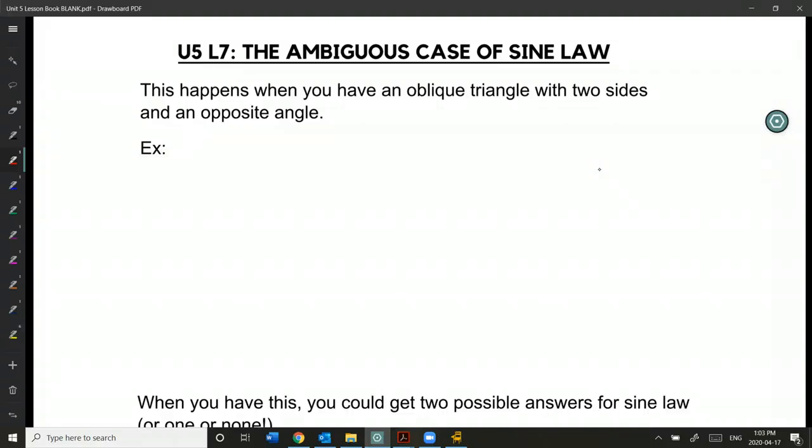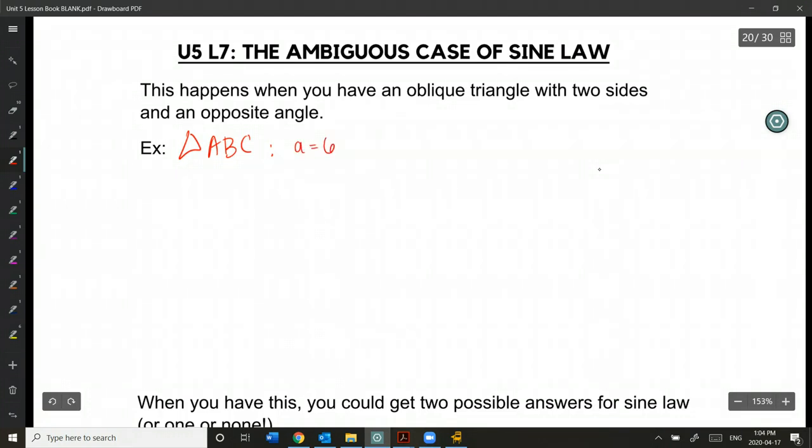Now, we might also only get one triangle. In some cases, with this particular set of information, we might actually get 0 triangles that could be created. So let me show you the case where we would get 2 triangles. Let's just say, for instance, you have a triangle ABC where you're given the following information. You're given that side A has a length of 6 units, side B has a length of 9 units, and angle A measures 35 degrees.